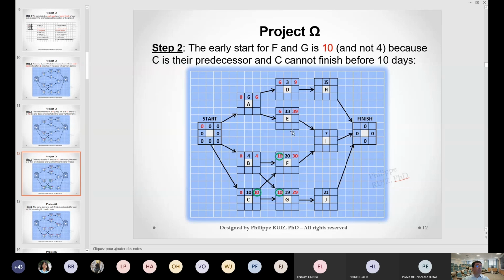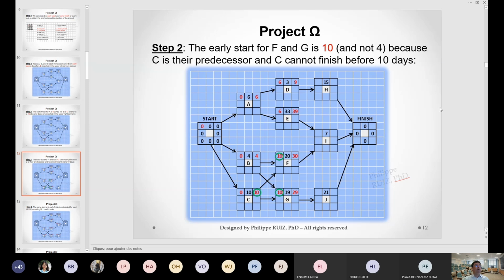Okay, and then I do exactly the same. 6 plus 3 is 9. 6 plus 33 is 39. 10 plus 20 is 30. 10 plus 19 is 29. Okay, and here I have what we call the early finishes of all my tasks.